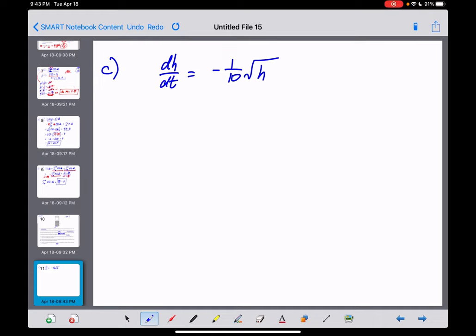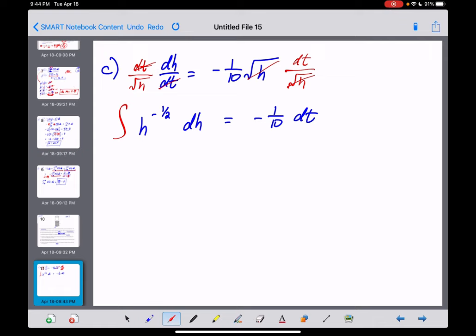We need to separate our variables, and we want, let's see, all the h's and the dh on the left, all the t's and the dt on the right. So we're going to divide both sides by the square root of h, and then we'll multiply both sides by dt. That cancels with that, this cancels with that, and that's going to leave us now 1 over the square root of h, which is h to the negative 1/2 power dh, and that equals, all right, we've got a negative 1/10 dt. So there's our separation of variables.